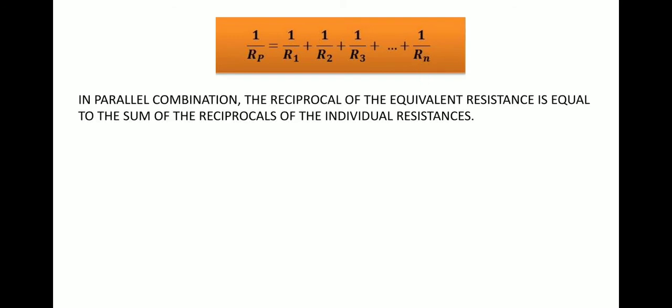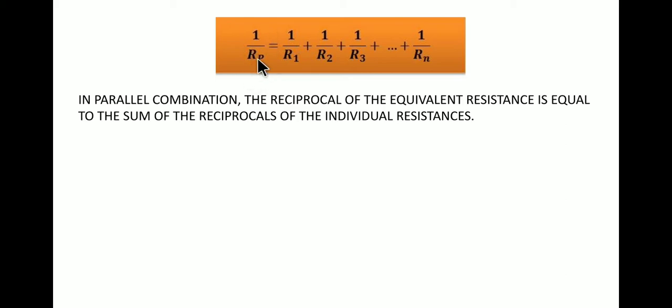Okay, if there are 7 different resistors connected in parallel, then 1 by R1 plus 1 by R2 plus 1 by R3, it will go up till 1 by R7. So in parallel combination, the reciprocal of the equivalent resistance is equal to the sum of the reciprocals of the individual resistances. The reciprocal means the invert. Okay, 1 by Rp. It's not directly the equivalent resistance, it's the invert of this.